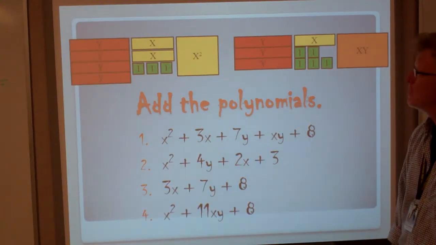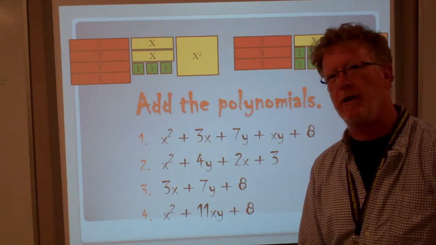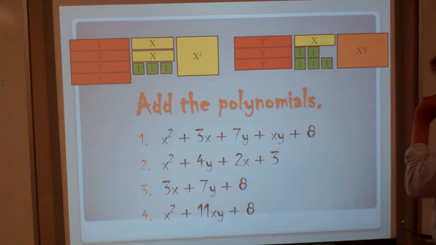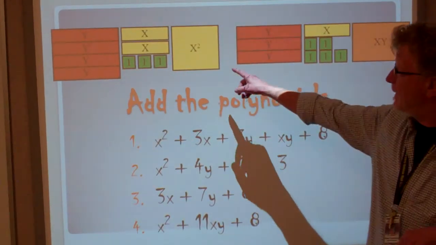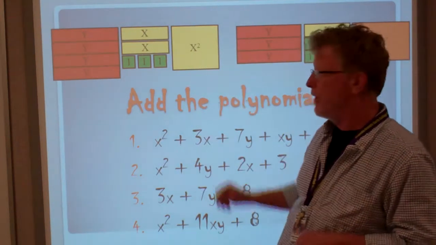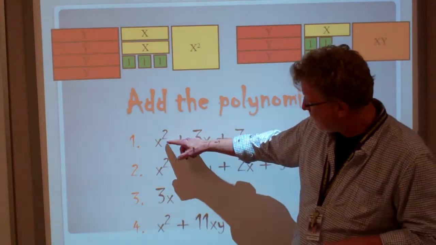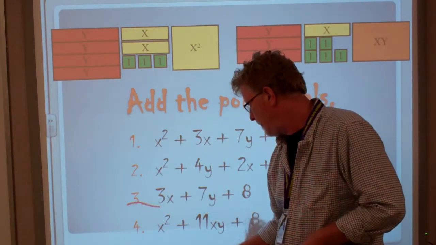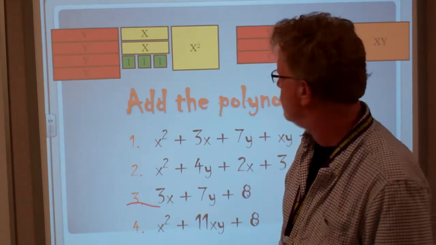What about this one? Why don't you take a minute and add this up and see if you can get the correct answer, and I'll be right back. Alright, you've got 1 x squared. We only have one of those. So we've got an x squared here, an x squared here. We can rule out number 3. Alright, we still have number 4 with an x squared.